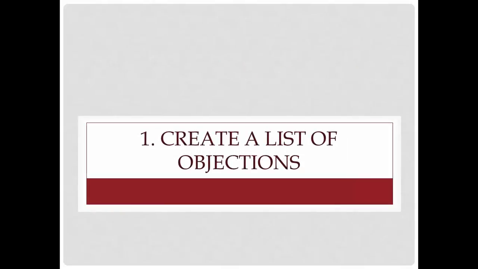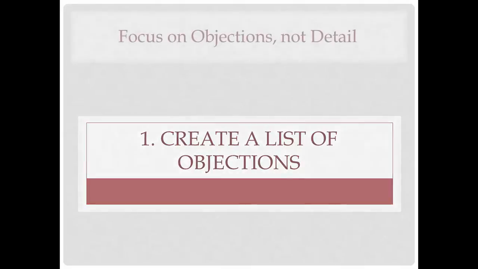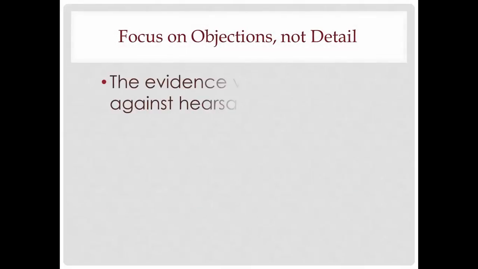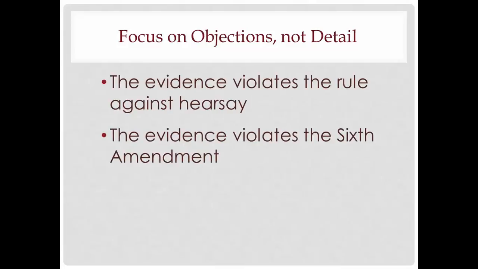First, create a checklist of the objections that parties can raise when they attempt to exclude evidence. This list will be much shorter than the number of topics we studied or the chapters in the book. There are some objections, like hearsay, that prompt lots of complex analysis. The book devotes 24 chapters to the rule against hearsay and its exceptions. But most of that material boils down to just 2 possible objections. The evidence violates the rule against hearsay, or the evidence violates the 6th Amendment. All of the rest is detail.